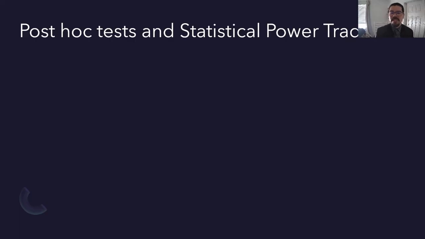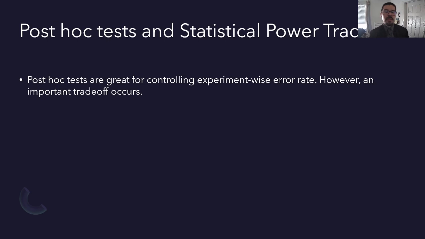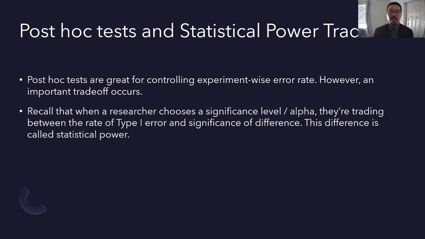Okay, so post hoc tests and the statistical power trade-off. Post hoc tests are great for controlling experiment-wise error rate. However, an important trade-off occurs. Recall that when a researcher chooses a significance level or an alpha level, they're trading between the rate of making a type 1 error and the significance of difference. This difference is called statistical power.